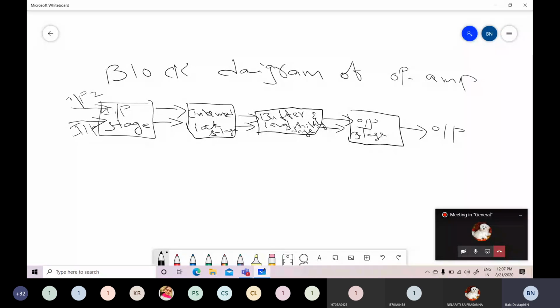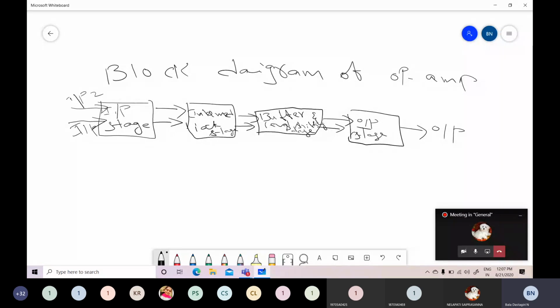The input stage requires high input impedance, in order to avoid loading on the sources. It requires 2 input terminals. It also requires low output impedance. All such requirements, that is 2 input terminals and low output impedance, are provided by the dual input balanced output differential amplifier as the input stage. The function of the differential amplifier is to amplify the difference between 2 input signals. The differential amplifier has high input impedance, therefore it serves as the first stage, and it also provides the voltage gain of the amplifier.